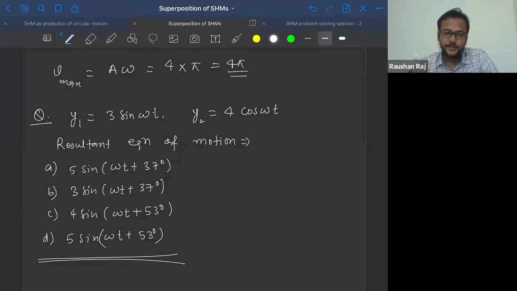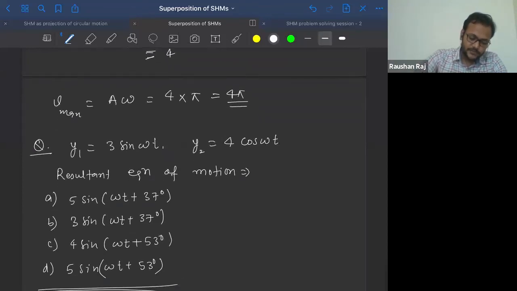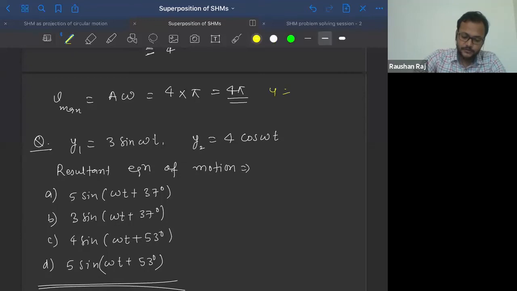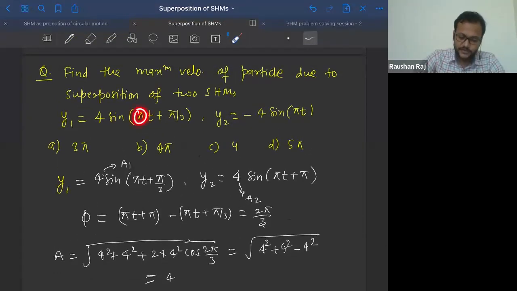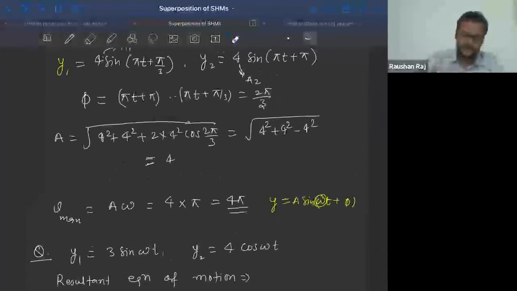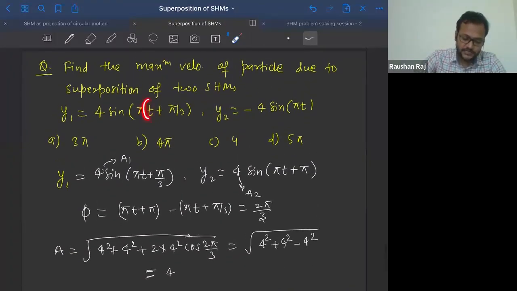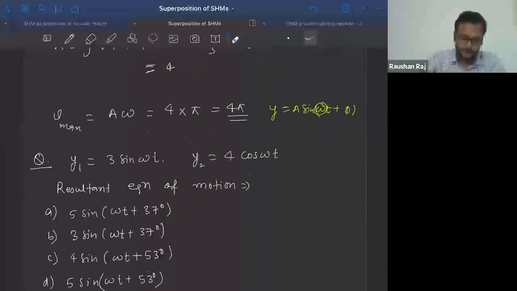Omega is nothing but, when you write the equation of simple harmonic motion, you always write the equation as what? y is equal to A sin(omega t plus some initial phase constant phi). So what is omega? The coefficient of t. What is omega here? What is the coefficient of time here? Pi. Sorry, it is pi. So the coefficient of time t here is pi. So omega is pi.